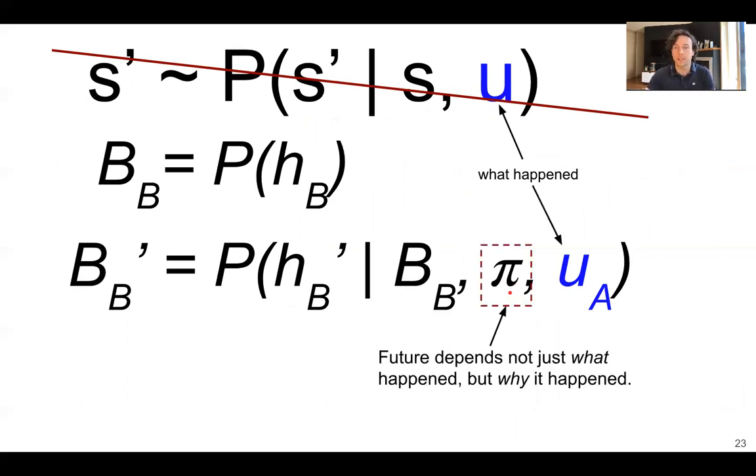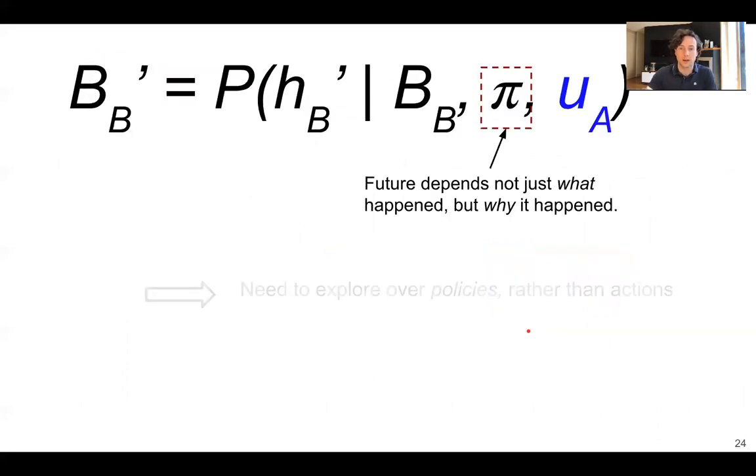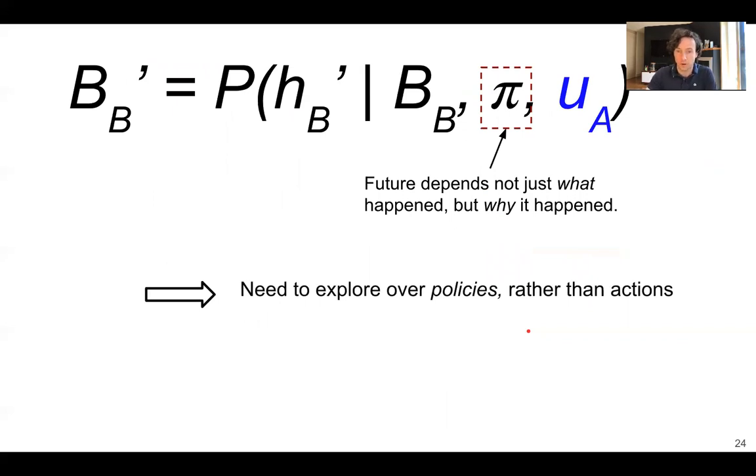So this means that the future of what happens in the game, the next Markov state, isn't just a function of what happened, but also of why it happened. And this has two drastic consequences. For a start, we have to stop exploring over actions. We have to explore over policies rather than actions. But also we have to treat the belief as part of the state.